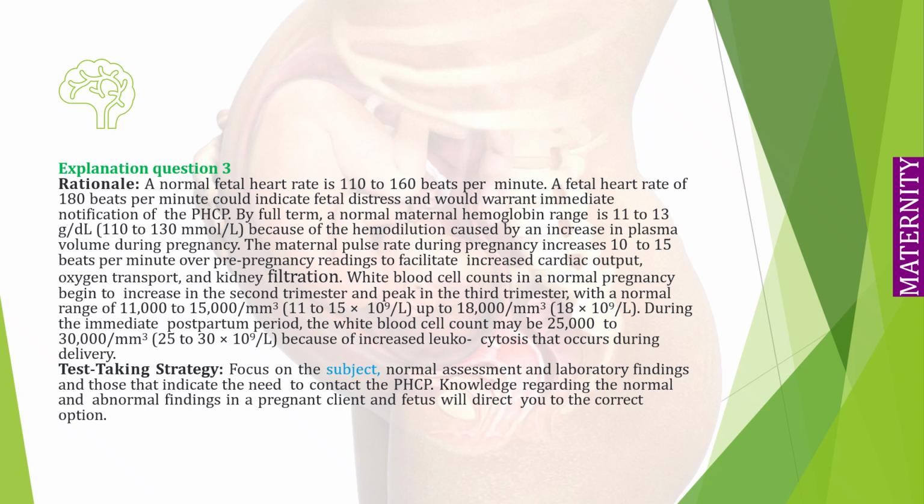Explanation. Question 3. Rationale. A normal fetal heart rate is 110 to 160 beats per minute. A fetal heart rate of 180 beats per minute could indicate fetal distress and would warrant immediate notification of the PHCP. By full term, a normal maternal hemoglobin range is 11 to 13 g/dL, 110 to 130 millimoles per liter, because of the hemodilution caused by an increase in plasma volume during pregnancy.